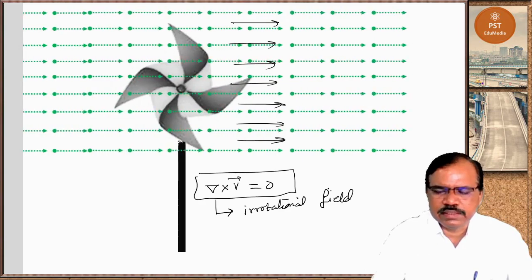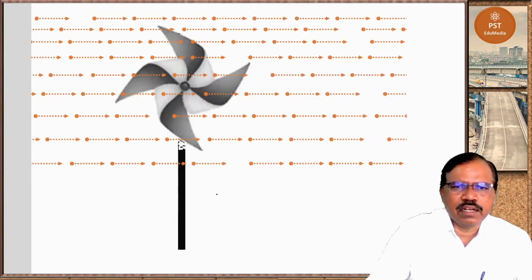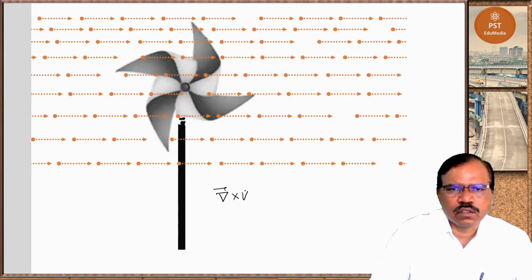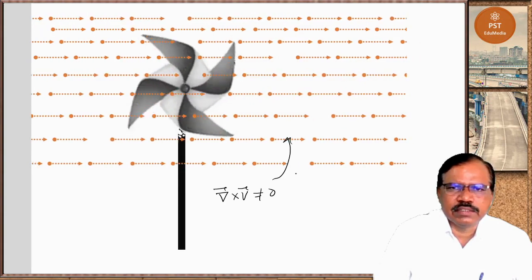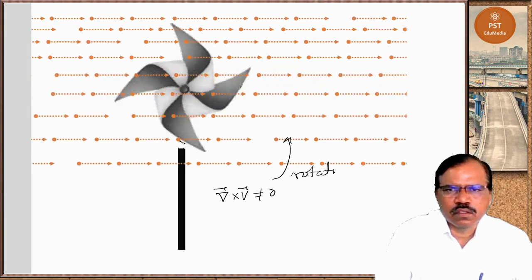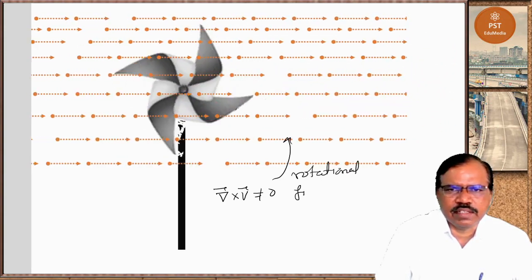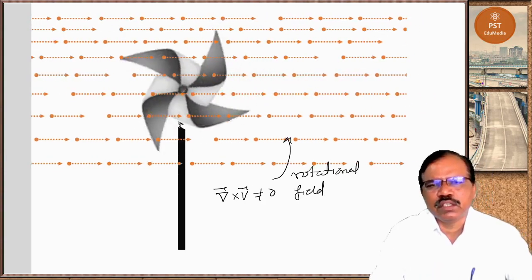So this field is an irrotational field, while in this field here, del cross V is not equal to 0. So this field is a rotational field.